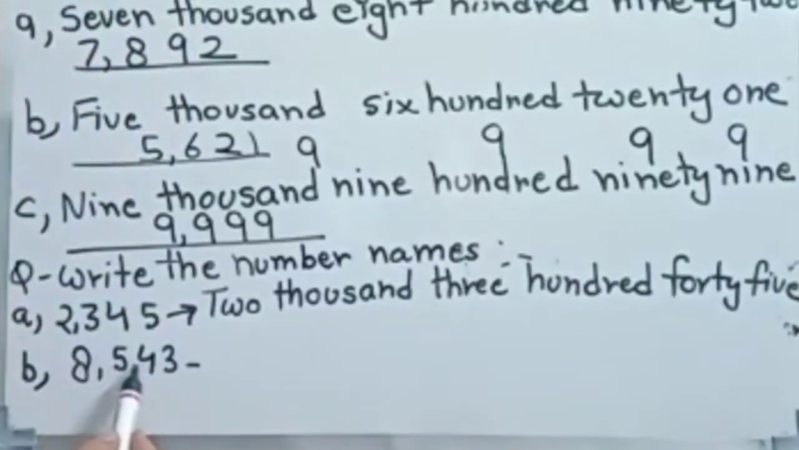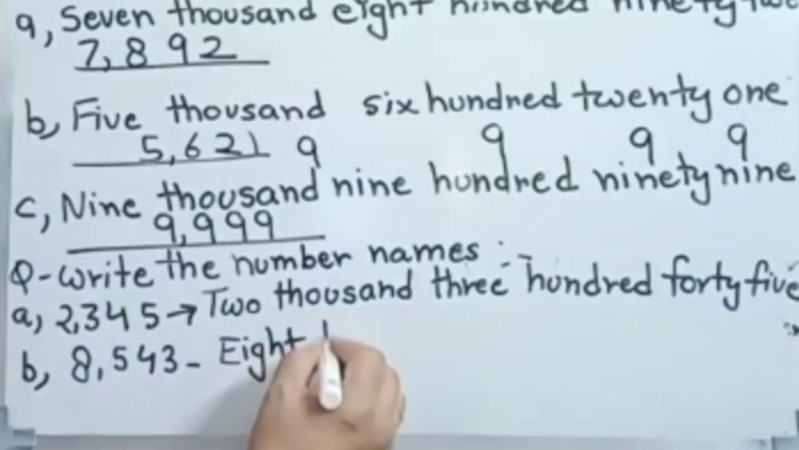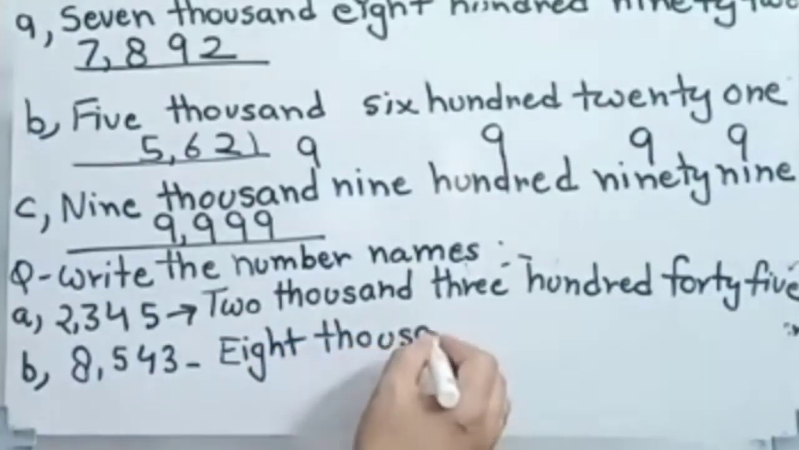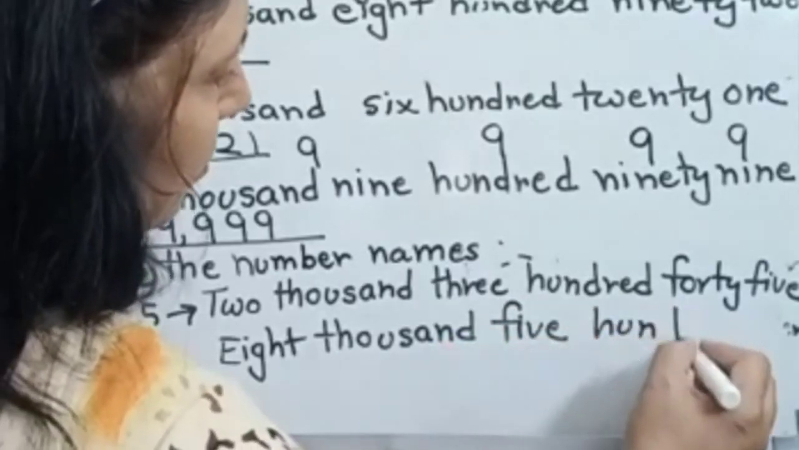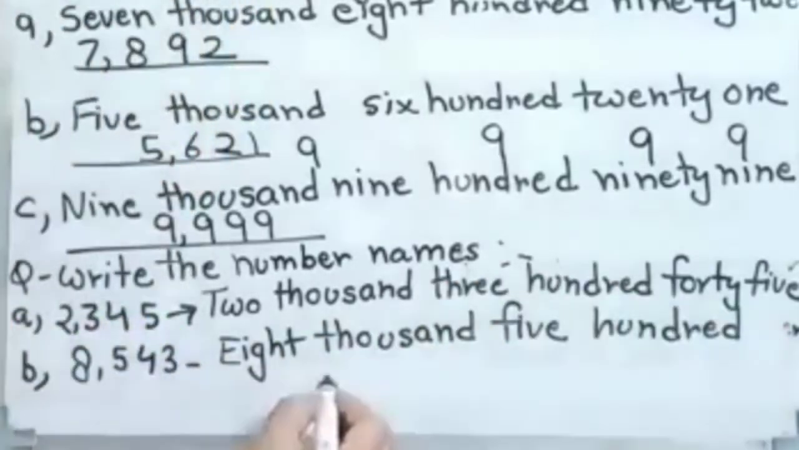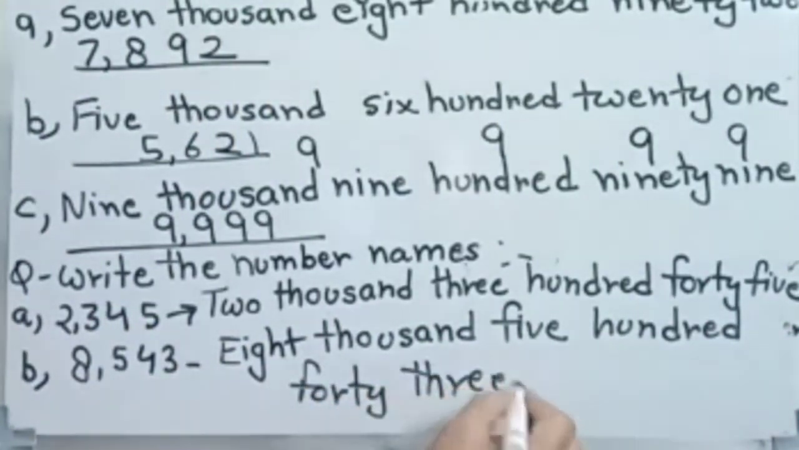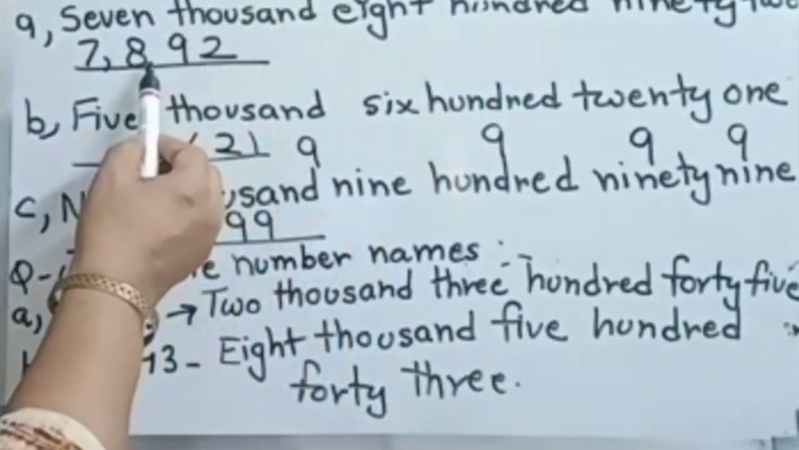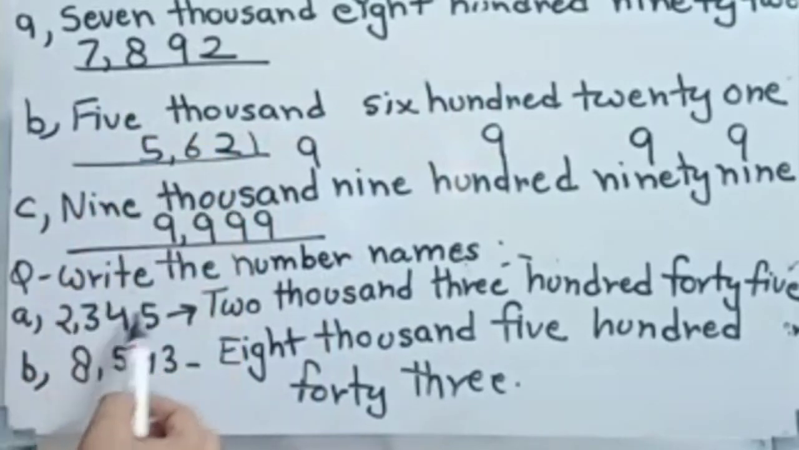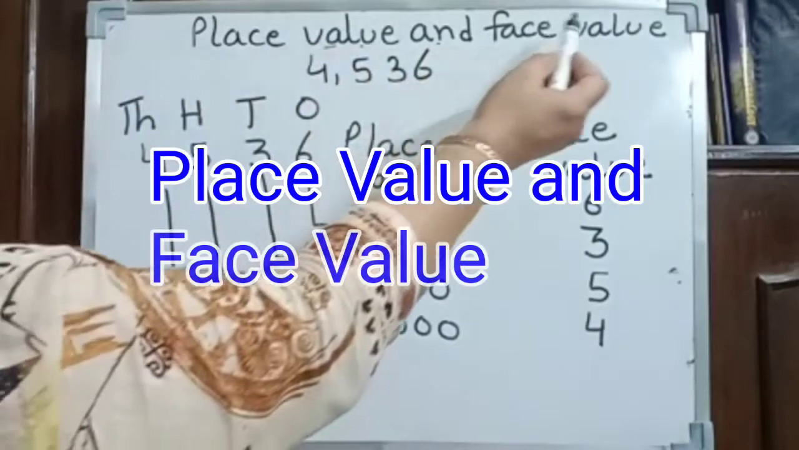Now ones, tens, 100, 1000. 8543. We have 8000, 500, then 43. So learn spellings and take it like that. If you have number names, you convert them into numerals, and when you have numerals, you convert them into number names. Now we have place value and face value.